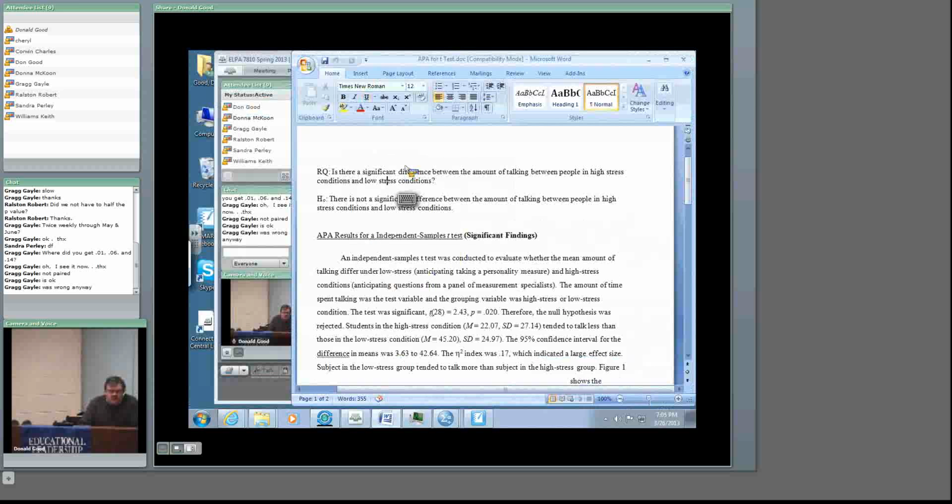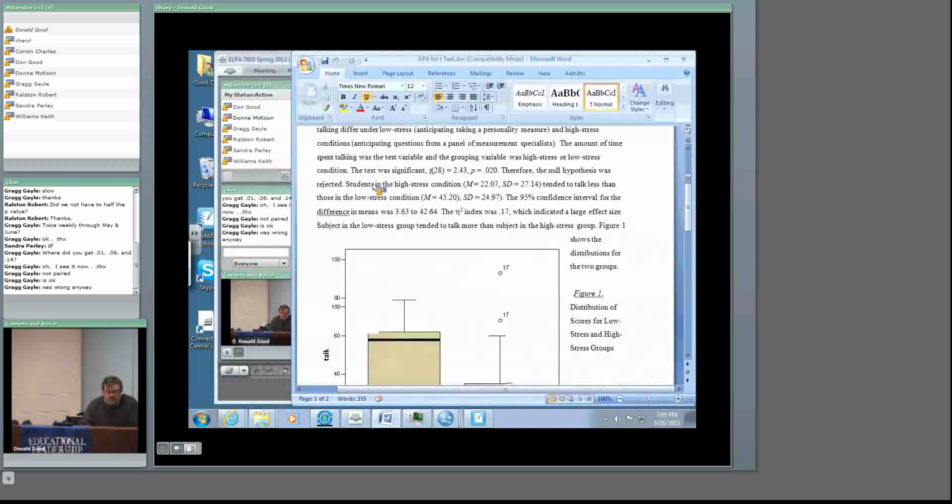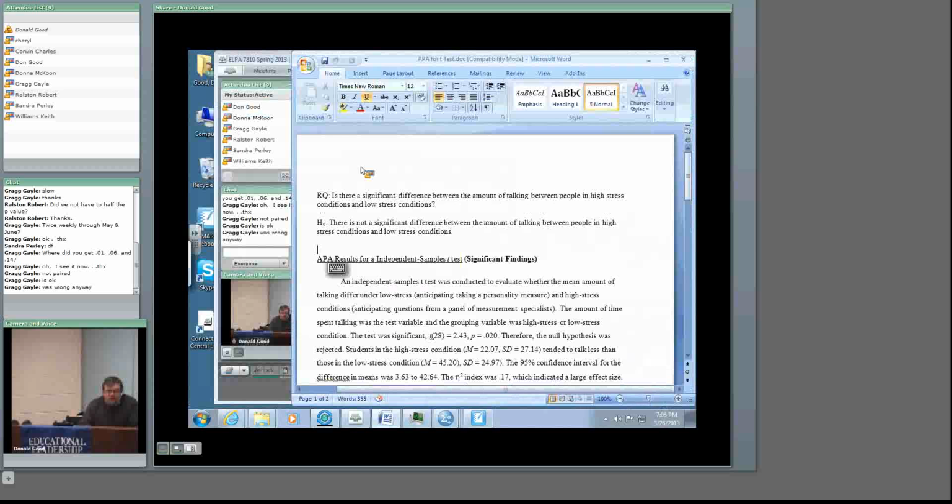The research question is, and I've got 2 write-ups, one for when there's significance, one when there's not significance. Is there a significant difference between the amount of talking between people in high stress conditions and low stress conditions? This is similar to the example we ran from Green and Salkin on the first one from there. It's not the same. I think we changed a few numbers. We upped the n size and all that stuff. So is there a significant difference? The null hypothesis is that there's not a significant difference.